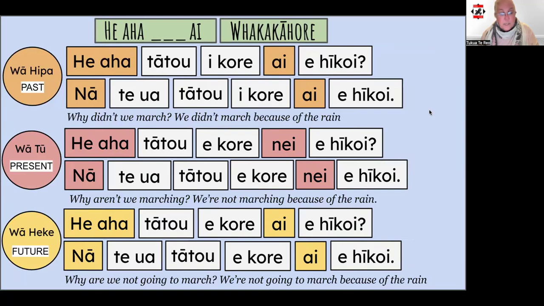Here are the Rerepūtake whakakāhore for the wāhipa, past tense, wātū, present tense, and wāheke, future tense. You'll notice with the present tense again, we've swapped out i kore ai, which is the past, or e kore ai, which is the future, for e kore nei. I'll be making some digital copies of all of these images so that you can head to the website or the Google Classroom to find them there. Or you can send me an email via this YouTube channel and I'll send you a copy.